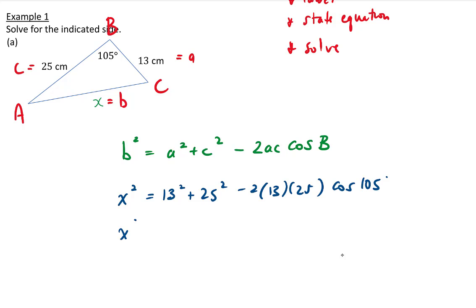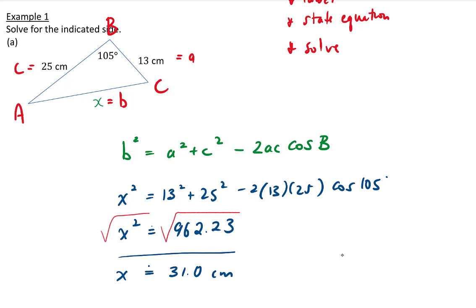Next step is to use your calculator to evaluate the right side of this equation. So I end up getting that x squared is approximately equal to 962.23 units squared. But remember, we're looking for x, so the last step is to square root both sides of this equation. And again, using your calculator, we'll get that x is approximately equal to 31.0 centimeters. And that is how you find a side length using the cosine law.